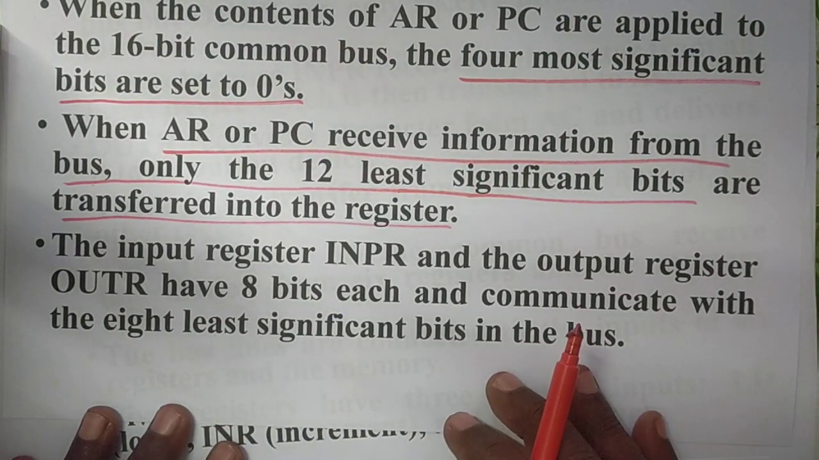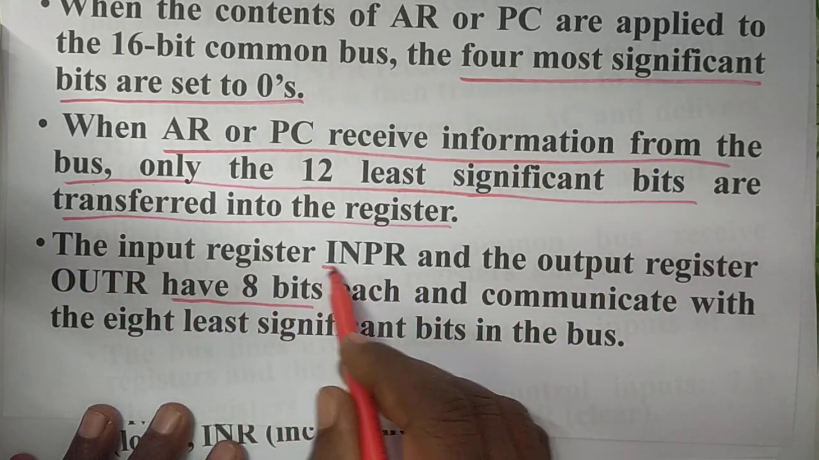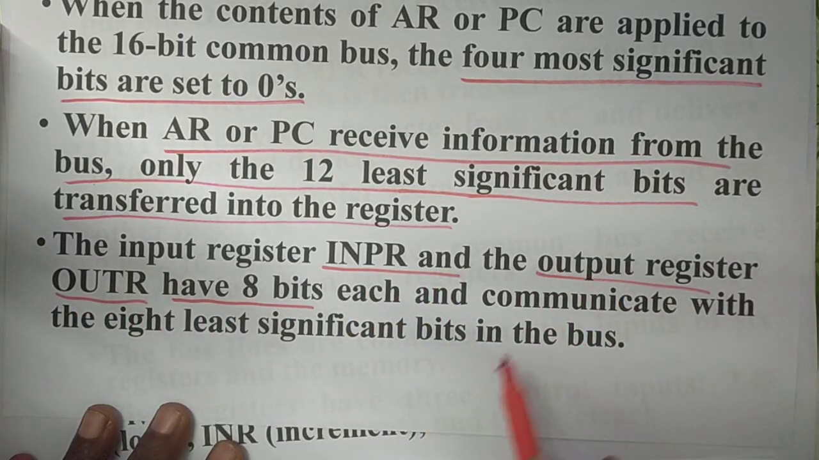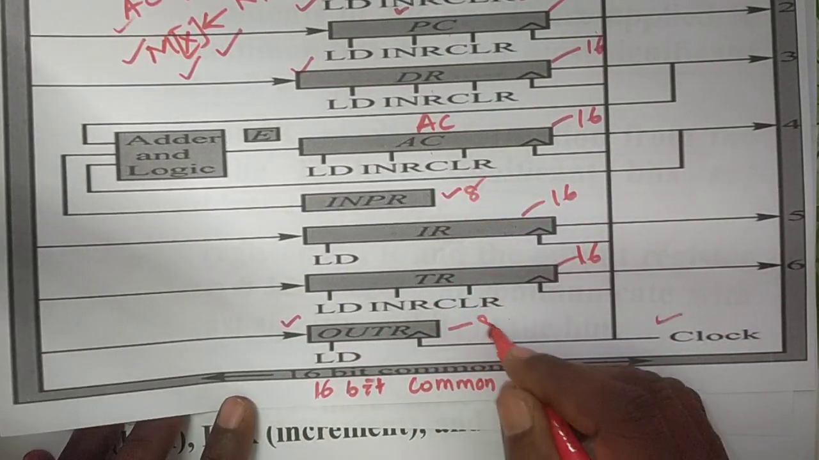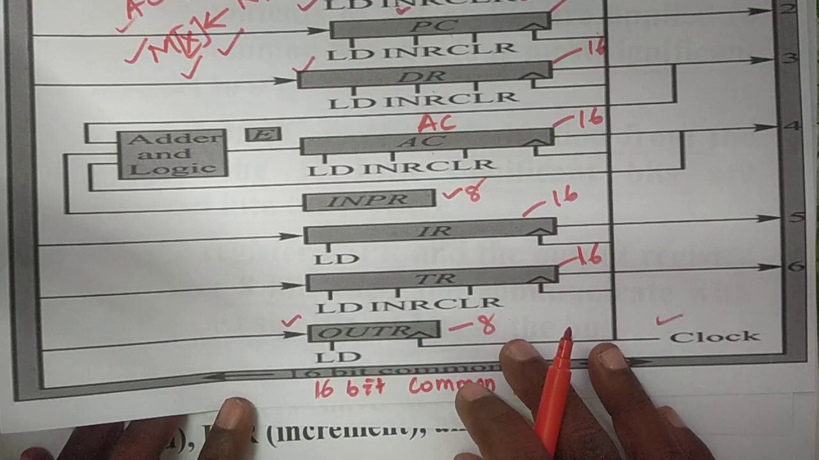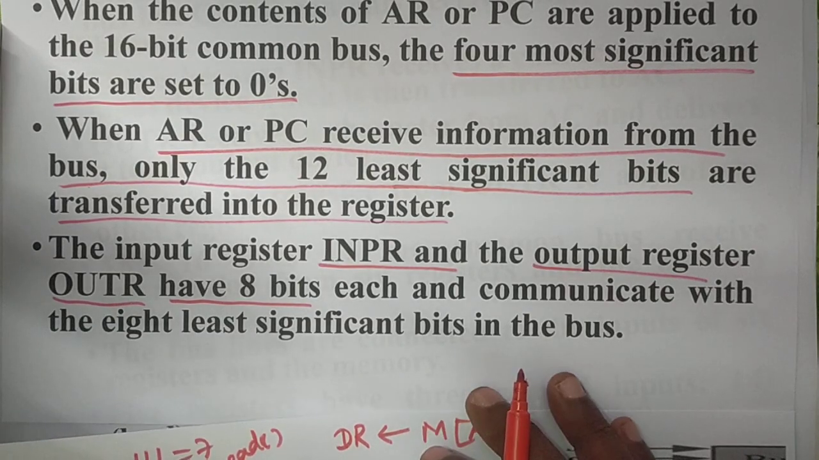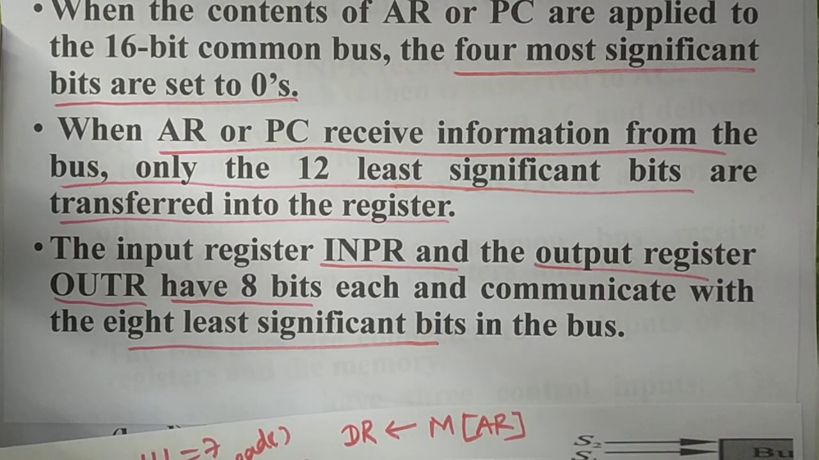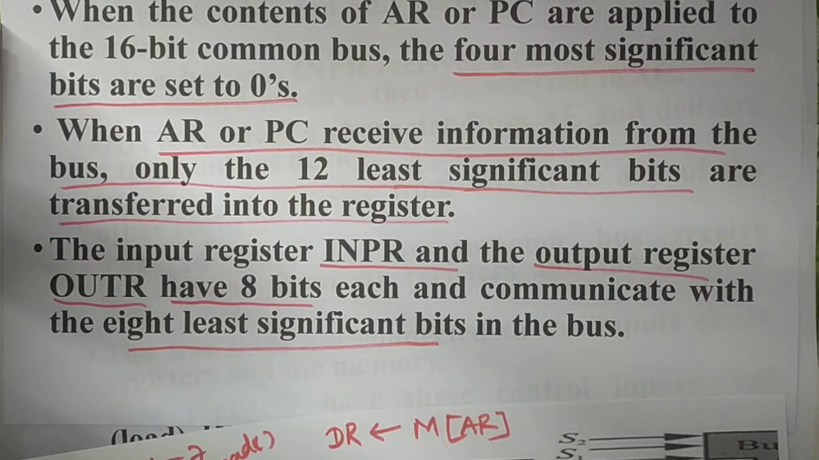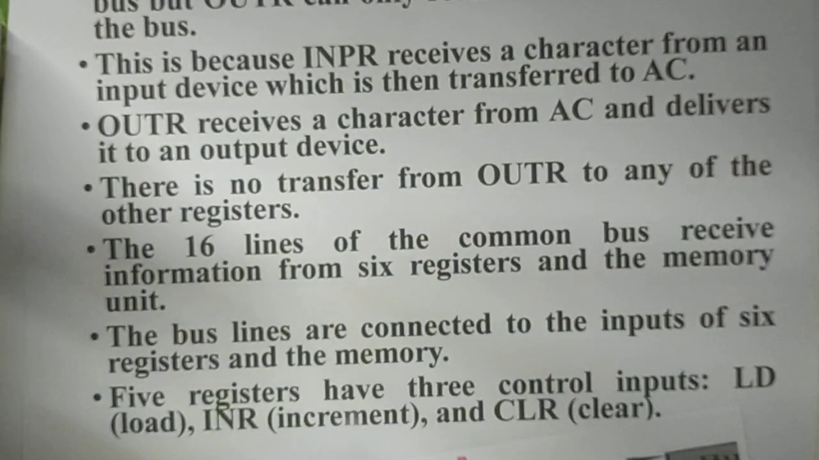The input register and output register have 8 bits each, which is very simple, as mentioned. So here we can write 8 bit and 8 bit. Both the input register and output register have 8 bits, just for data input, so they communicate with 8 significant bits in the bus. Since they have 8 bits, they will provide only 8 bit data to the bus. So this is one concern.